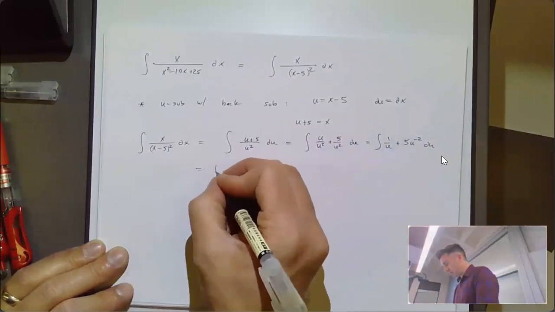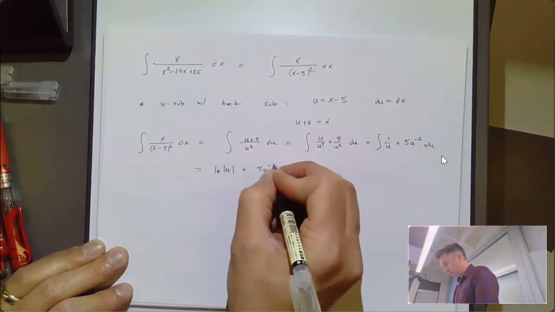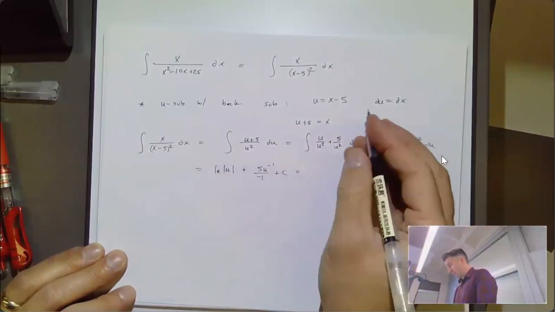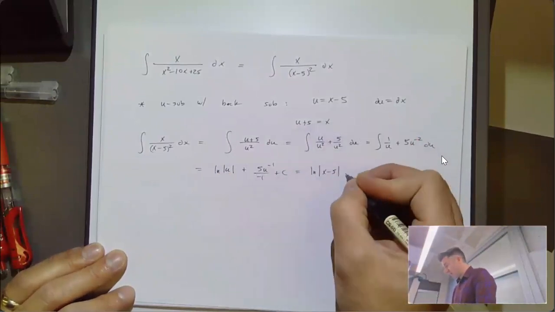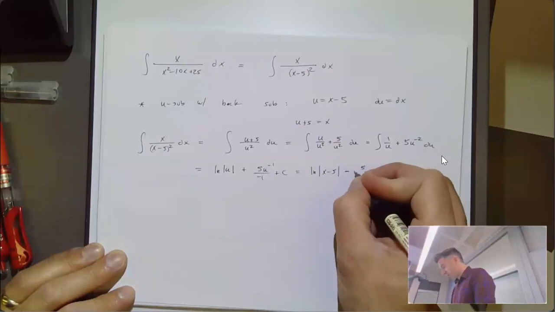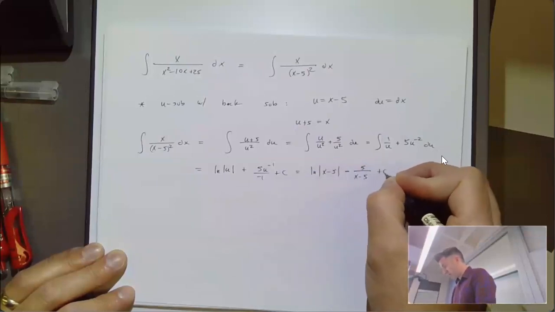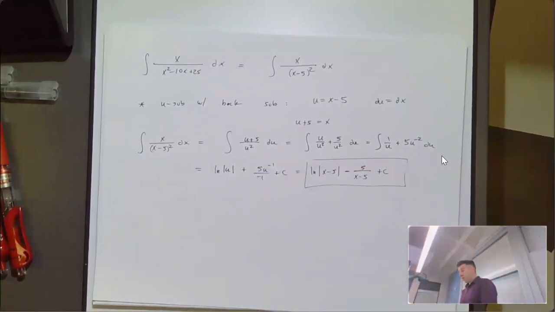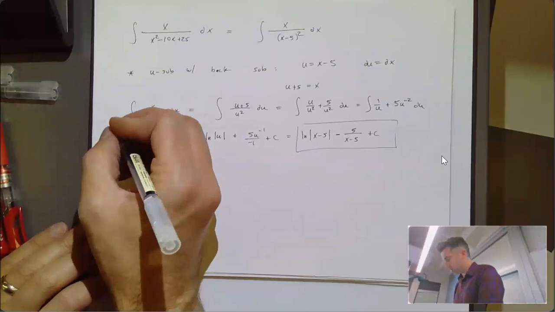We get natural log of the absolute value of u plus 5u to the -1 over -1. And then plugging back in u equal to x minus 5, I get the natural log of the absolute value of x minus 5, minus 5 over u, or minus 5 over x minus 5, plus c. Or you could do partial fractions. In fact, I think it's worth seeing that both work.